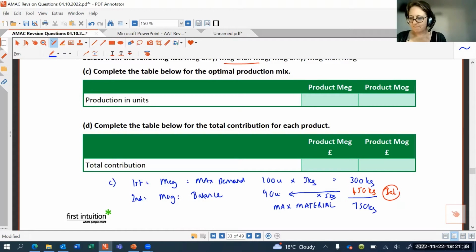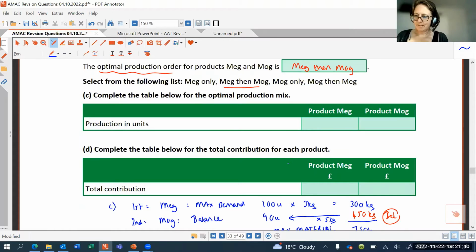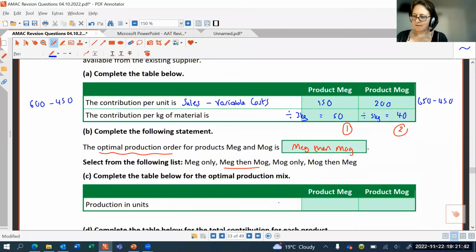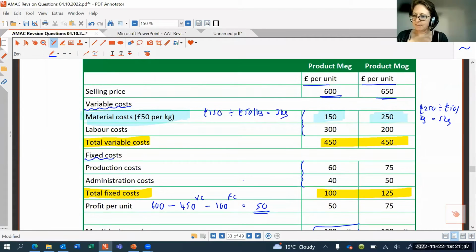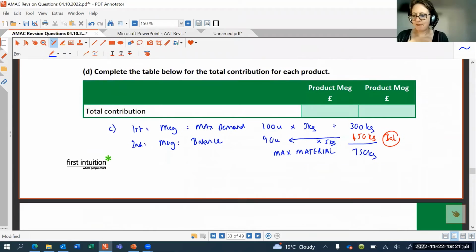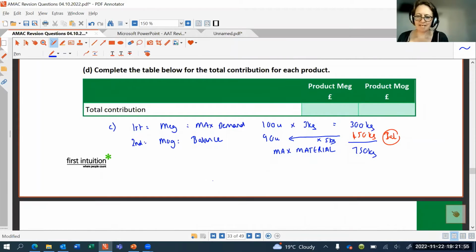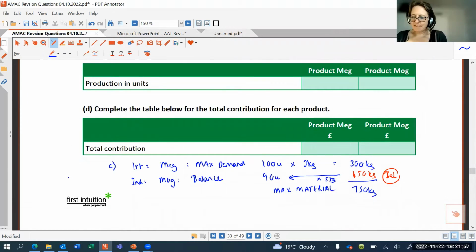Oh, no problem. Just go back to our workings here. It's very easy just to pick up the wrong number, but in our little workings here, remember, we worked out that we needed 5 kilograms to make the MOG. So as long as you're getting the method right, that's what I'm interested in, really. So that means I'm going to make 100 units of product MEG, and I'm going to make 90 units of product MOG, because I've produced them in my order of preference, MEG then MOG.